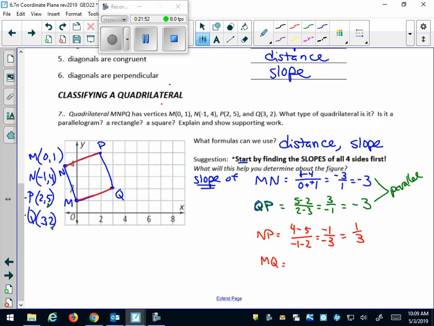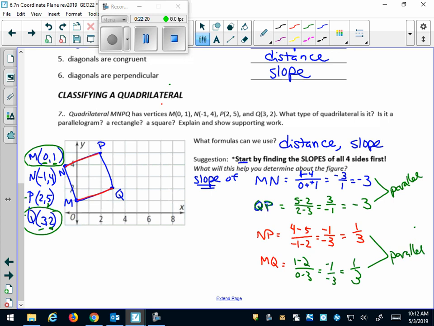actually you find MQ. Okay, so the slope of MQ, we're using M and Q. Subtract the y's. 1 minus 2 over, subtract the x's, 0 minus 3. And we get negative 1 over negative 3 again, which is positive 1/3. So did we just prove that these are parallel?